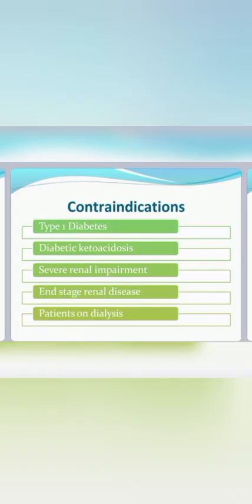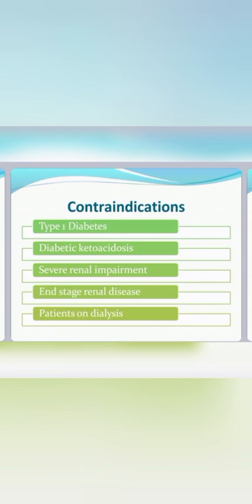And now we will discuss its contraindications. We cannot give SGLT2 inhibitors to type 1 diabetes mellitus patients, and we cannot give them in a condition of diabetic ketoacidosis, or severe renal impairment, or end stage renal disease, or to patients on dialysis, because it causes glucosuria.